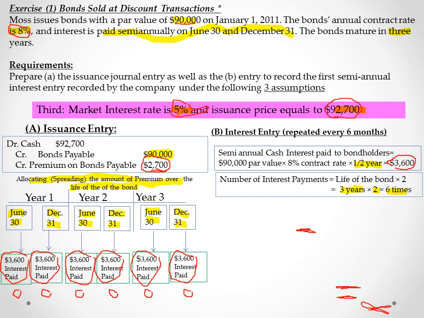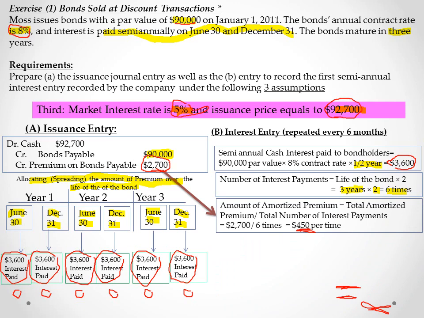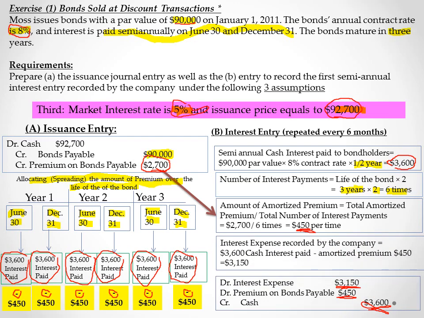Now we need to know how we can record the first semi-annual interest entry. First we need to calculate the amount of cash interest that the bondholder will receive every 6 months. So we're going to multiply the same rule, $90,000, the par value, times the contract interest rate, the 8%, times half of a year, because this will be only for 6 months. So this means that every 6 months the bondholder will receive 3,600. Over the life of the bond, this will be repeated 6 times.